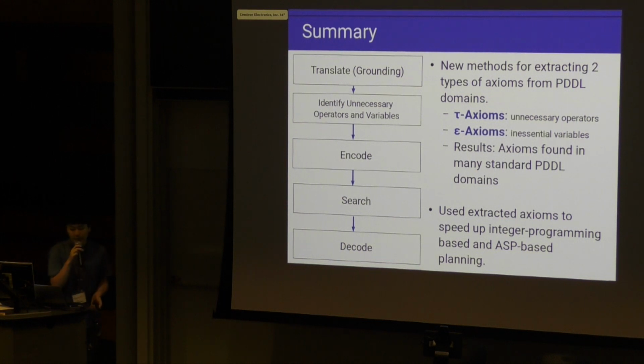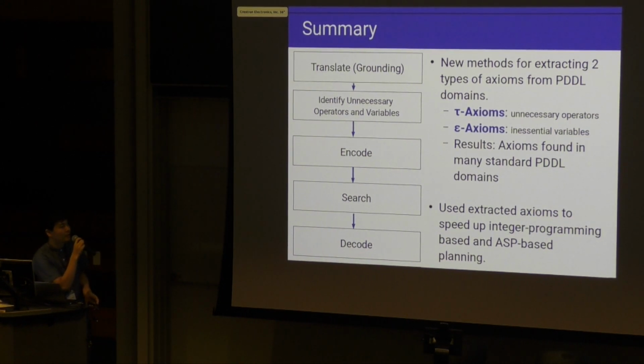So, in summary, we proposed two types of axioms from PDDL domains. One is tau axioms, which represent unnecessary operators. The other is epsilon axioms, which represent inessential variables. We found axioms in many standard PDDL domains, and we also showed that we can speed up model-based planners using extracted axioms. And that's all. Thanks for listening.